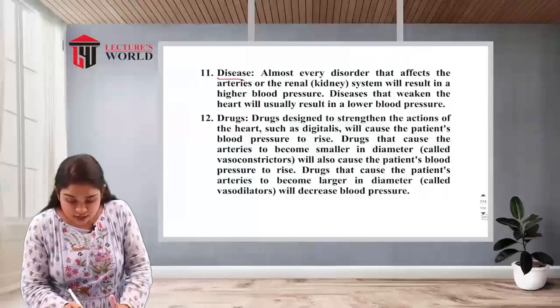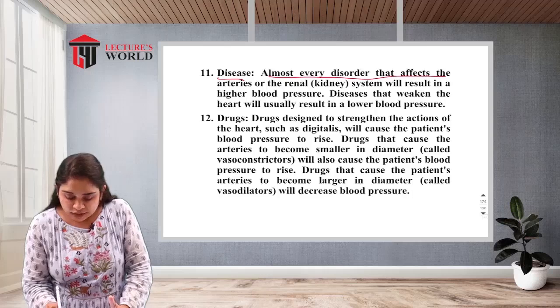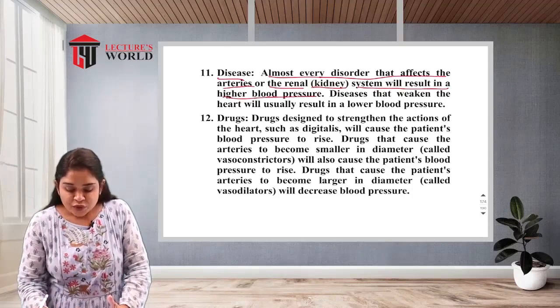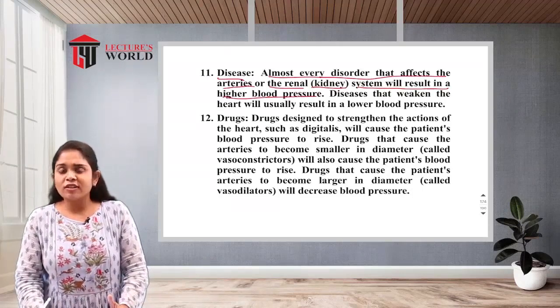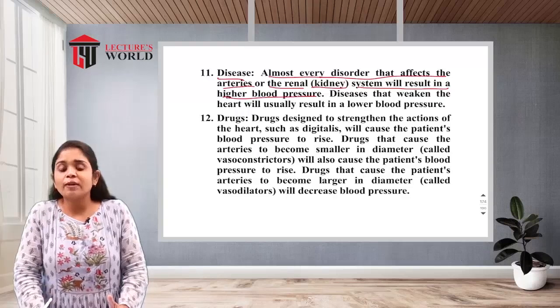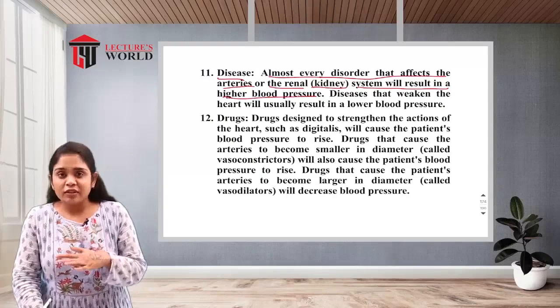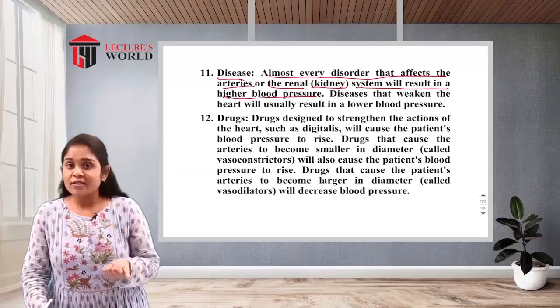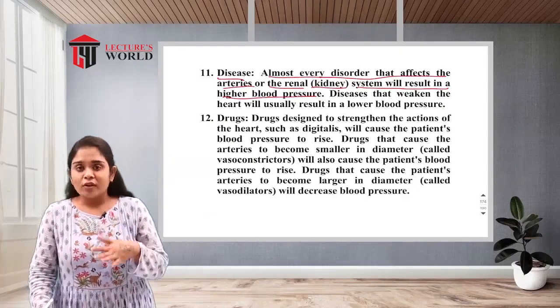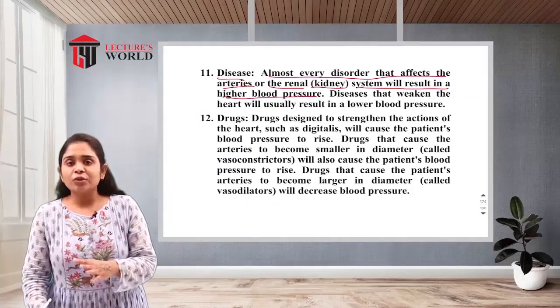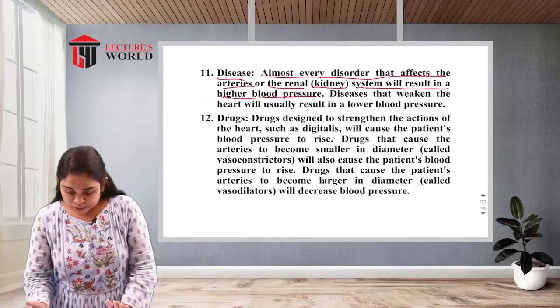Then after the disease, almost every disorder that affects the arteries or the renal or kidney system will result in a higher blood pressure. So if a patient is suffering from any disease, that is going to affect the heart, or the arteries, otherwise the kidney, okay. Because of that, all that will result in higher blood pressure.